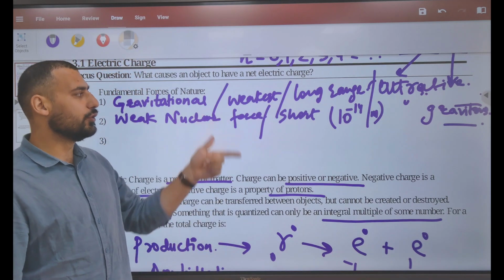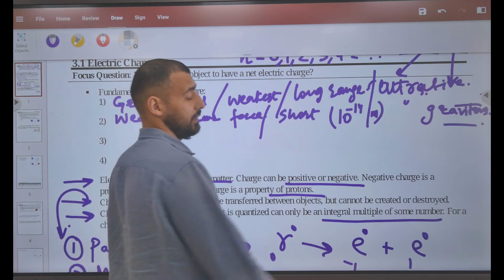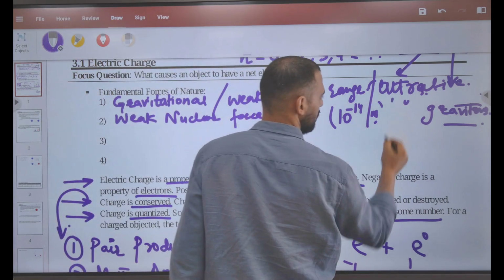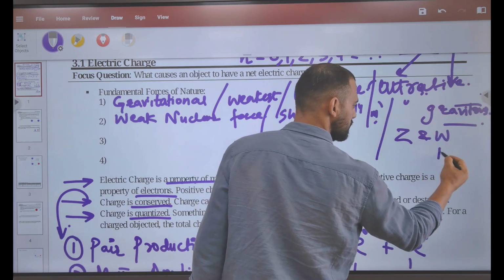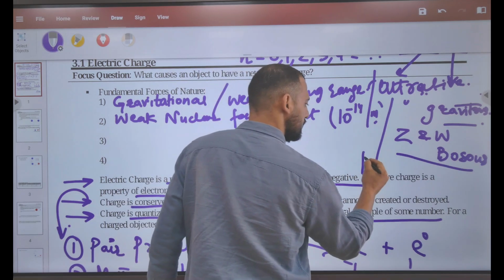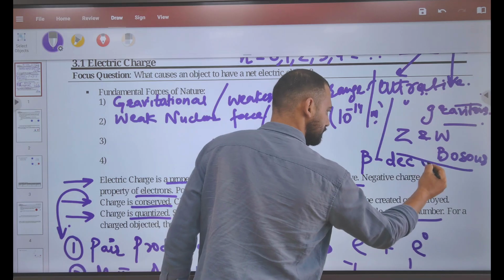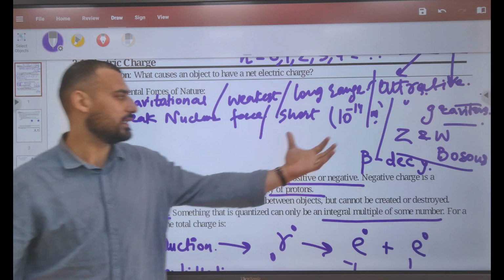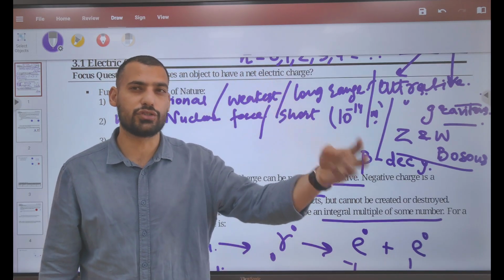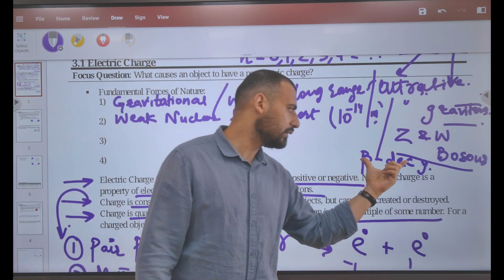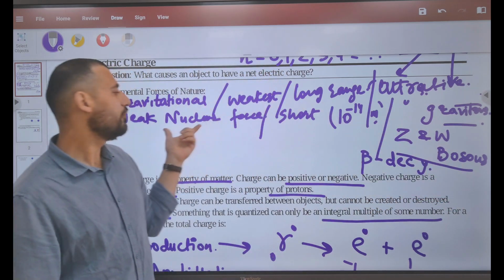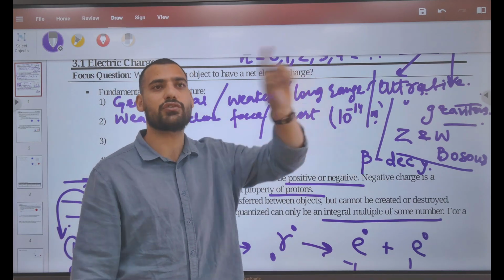Now we talk about this weak nuclear force. It is the short range force, and it is seen because of the exchange of Z and W bosons. These are the particles which are exchanged in beta decay. Now there is a phenomenon called beta decay. In this phenomenon, neutrinos, antineutrinos, positrons and electrons are formed. The exchange particle is the Z and W boson, and this particle is responsible for the weak nuclear force, and it is only seen within the size of the nucleus, not outside it.